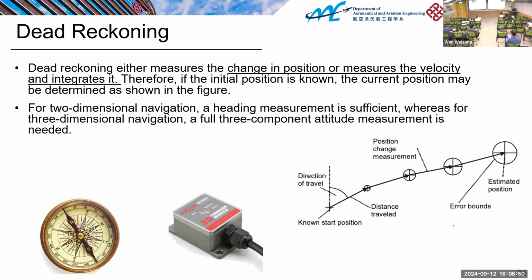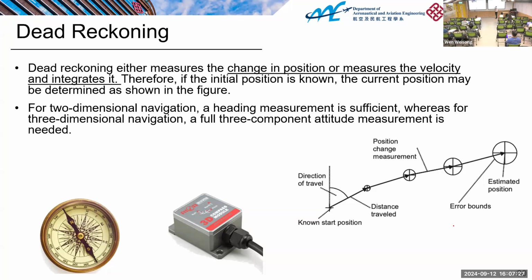Another method is called dead reckoning. For example, if you have an IMU, this is the IMU sensor. If you play with smartphones, the smartphone can sense the orientation of your phone to help you play games. The full name of the IMU is inertial measurement unit. It includes two components. The first one is the accelerometer.